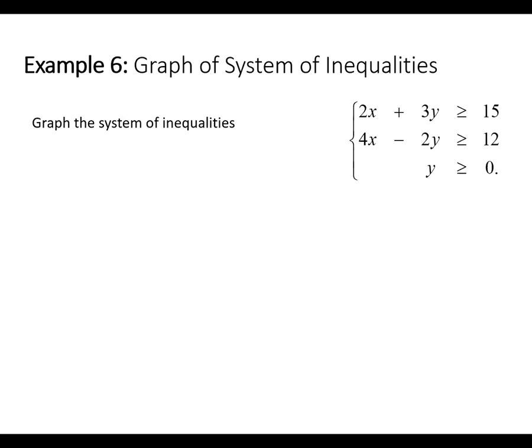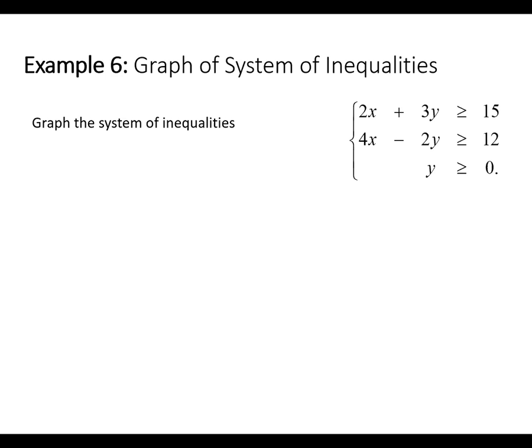So that very first inequality of 2x plus 3y is greater than or equal to 15, you need to solve the inequality for y. So it should say y on the left side, and then it might be greater than or equal to, or you might have to flip it, less than or equal to. And then you have values on the right side.